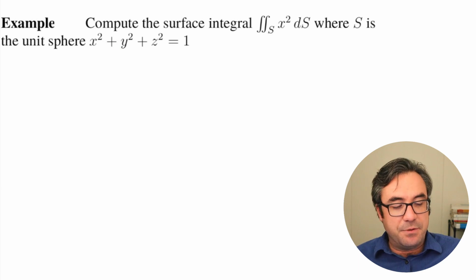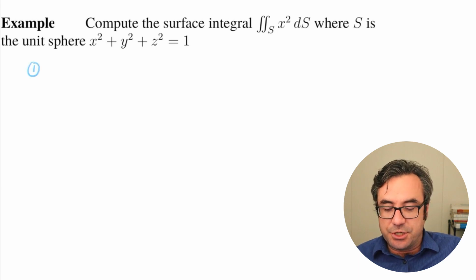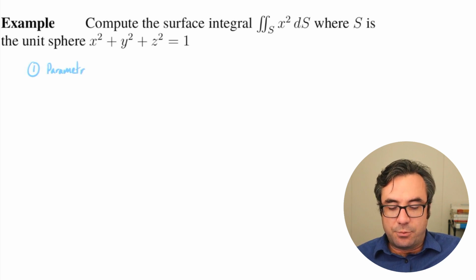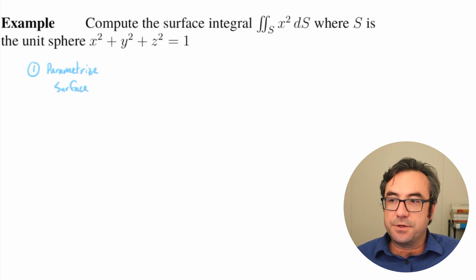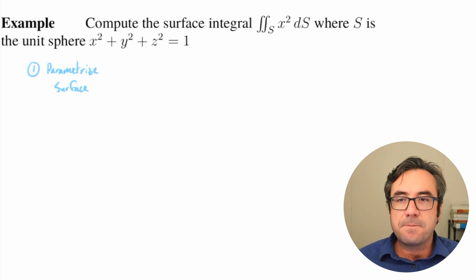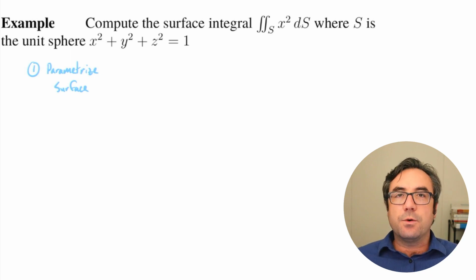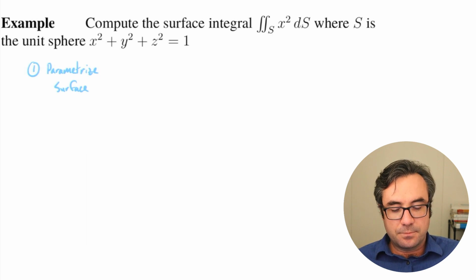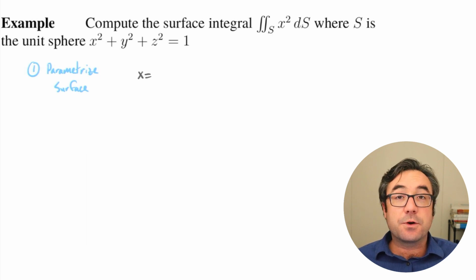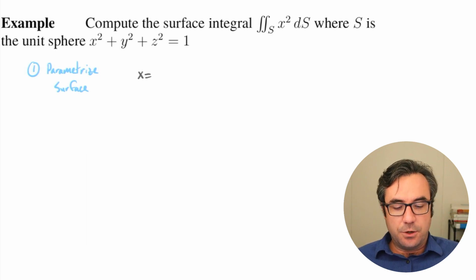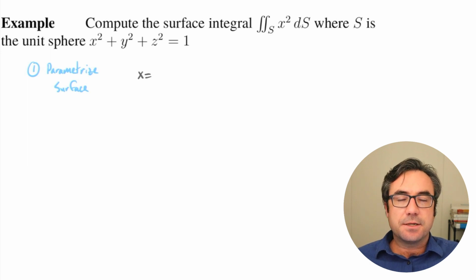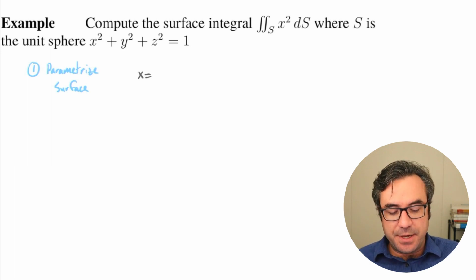So the first step, before we do anything, is we've got to get a parameterization for our surface. So we've got to parameterize the surface. And the sphere here is one of our usual surfaces that we're going to consider. And so we go with our standard parameterization. We use spherical coordinates as a guide. So the x parametric equation is going to be sine of phi cosine of theta.